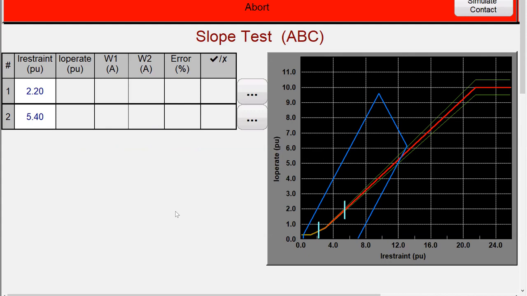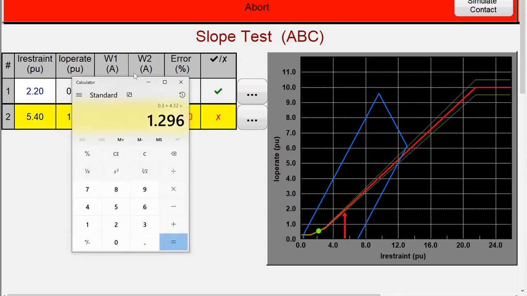So what is going to happen is that it's going to keep the restraint as 2.2, but vary my winding 1 and winding 2 currents, or ramp them such that the operate current exceeds beyond my slope setting, right? So the moment my operate value exceeds beyond the slope, which means my ratio of my operate with respect to my restraint is equal to the slope setting or close, it's going to trip, which it did.